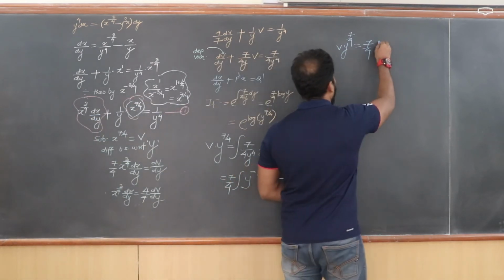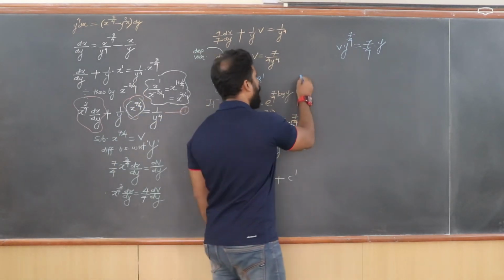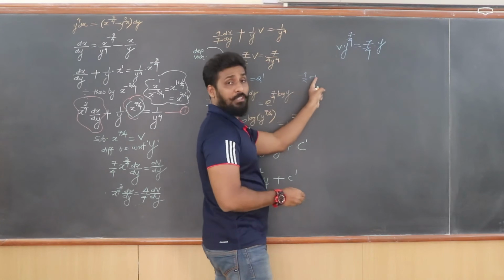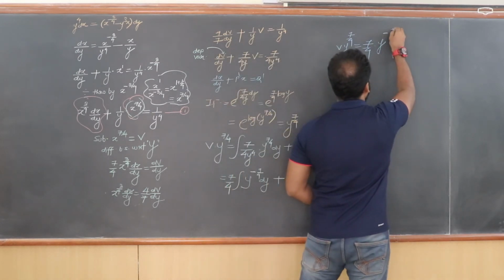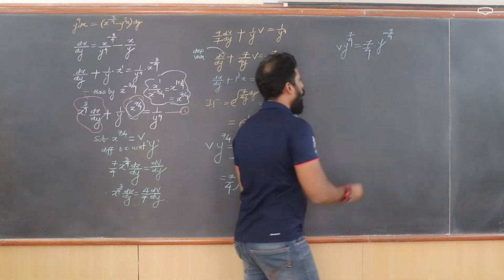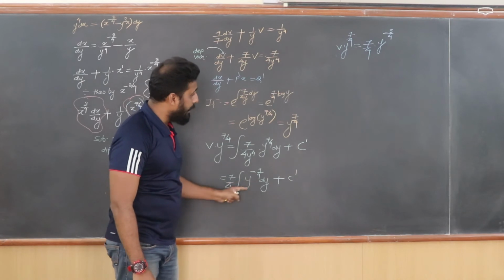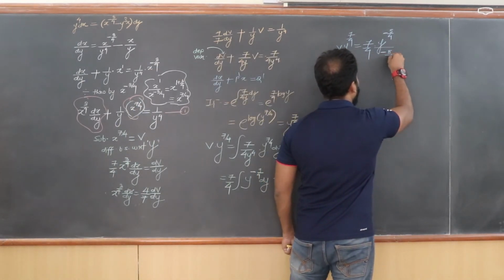So I write here y raised to minus 9 by 4 plus 1. So minus 9 by 4 plus 1, that's minus 9 plus 4 upon 4, which gives me minus 5 upon 4. So I'll write here minus of 5 upon 4. Is that right? Minus of y raised to minus of 5 upon 4, upon minus of 5 upon 4. This is the integration.